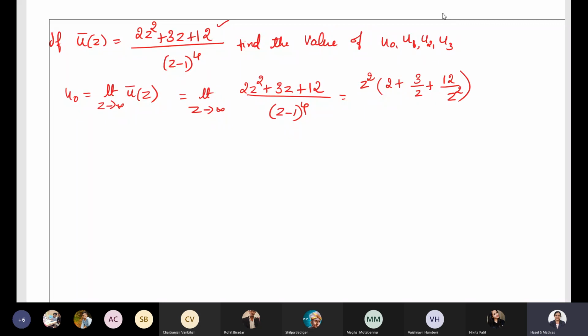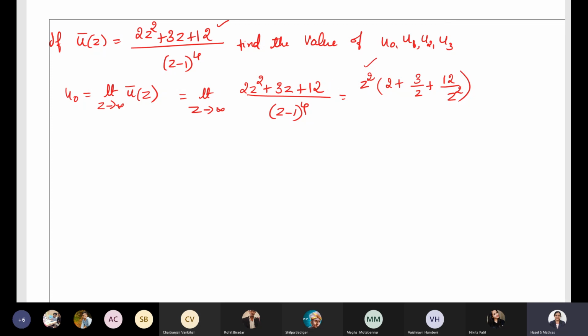From the numerator, take Z square outside. So 2 plus 3 divided by Z: I multiply and divide by Z, so 3Z square is taken out, and whatever Z remains is in the denominator. 12 doesn't have a Z square term, so I multiply and divide by Z square. The multiplied Z square is taken out and the remaining 1 is there over here.